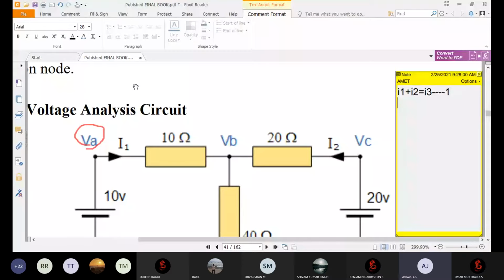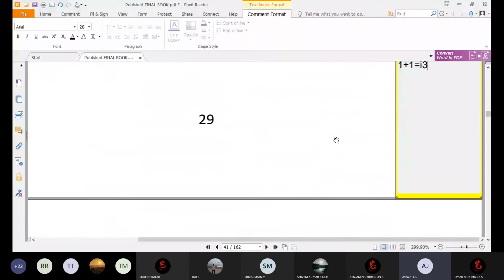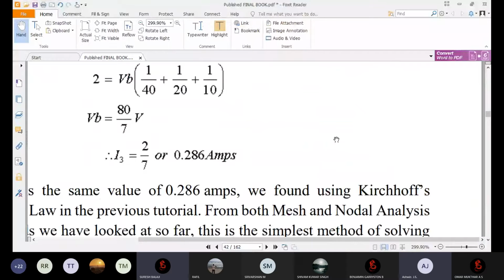We should not directly apply here. If we apply, then it will be very simple. So 1 plus 1 is equal to I3. So directly you got the answer as 2.